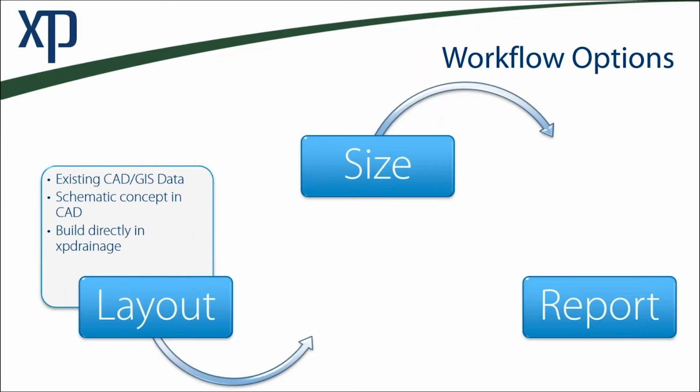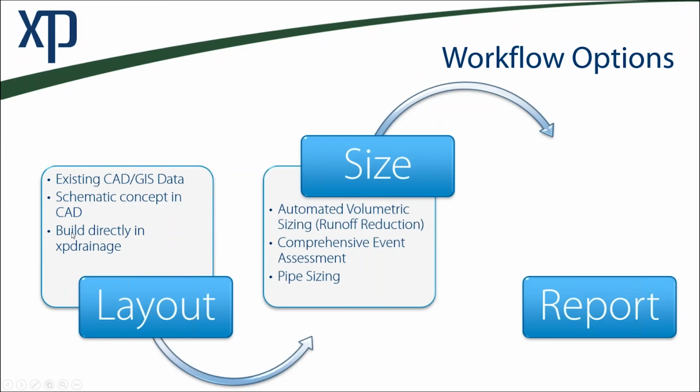Yet it seems no matter how you start your project, the sizing component is somewhat universal. The three elements of volumetric or runoff reduction sizing, comprehensive protection event assessment, and pipe sizing are almost always performed, though typically in three or more different places, such as in spreadsheets, or in my case, I used to have a collection of spreadsheets within some basic hydrology tools, and perhaps in some form of hydraulic program. I already alluded to the fact that I personally have worked on projects as a consultant using over half a dozen different calculators or software packages, all in the same project.